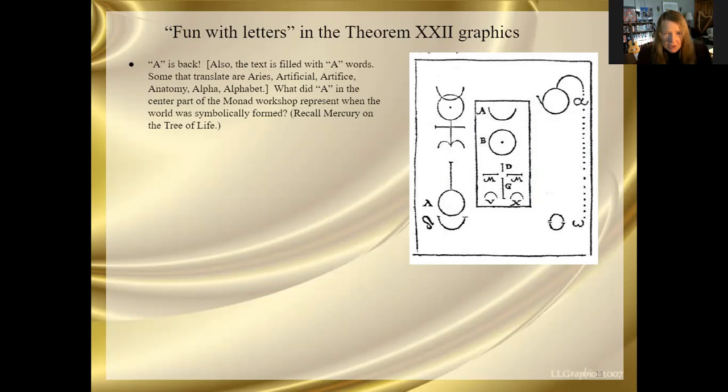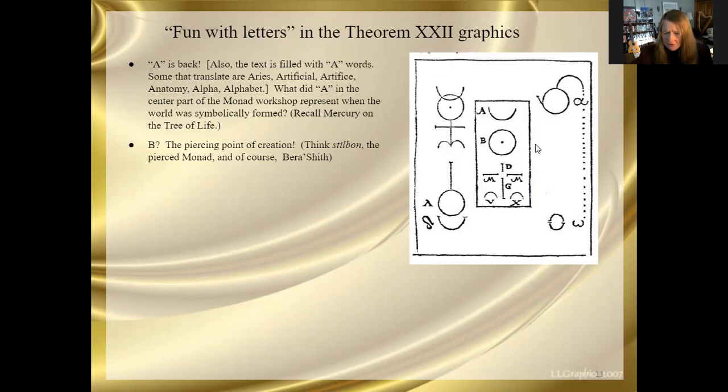is hard to maintain in translation, though we did the best we could. It's filled with A words. Some of them that translate in are Aries, artificial, artifice, anatomy, alpha, alphabet. So what did A in the center part of the monad workshop represent when the world was symbolically formed? Well, think about Mercury on the tree of life, and we'll get back to that in the next video.